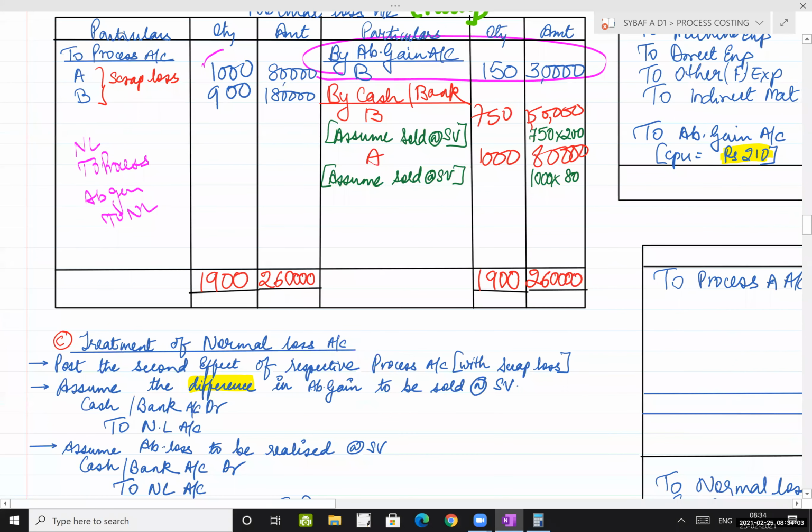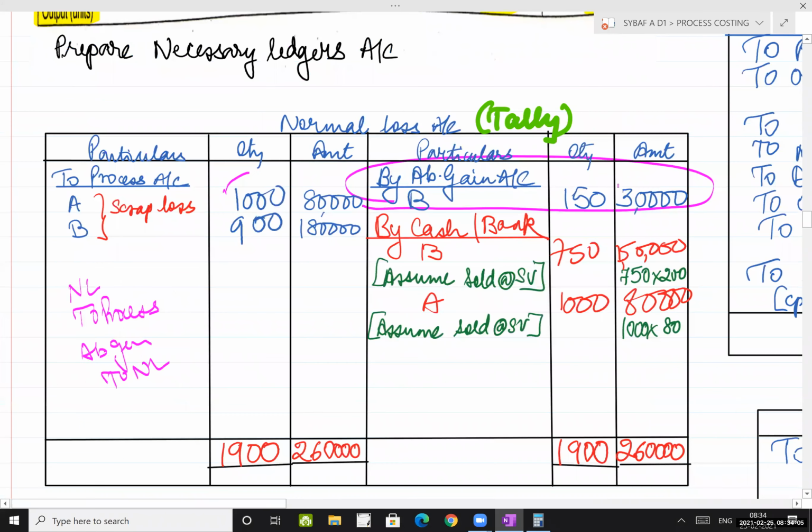I'm talking about that entry. See the second effect. I'm talking about this. And then we are assuming it to be sale. So the cash bank to normal loss. Are you clear with the three steps? All the three steps of normal loss is clear. Abnormal loss में three steps हैं. Normal gain, abnormal gain में three steps हैं. Normal loss में three steps हैं. Is this clear?